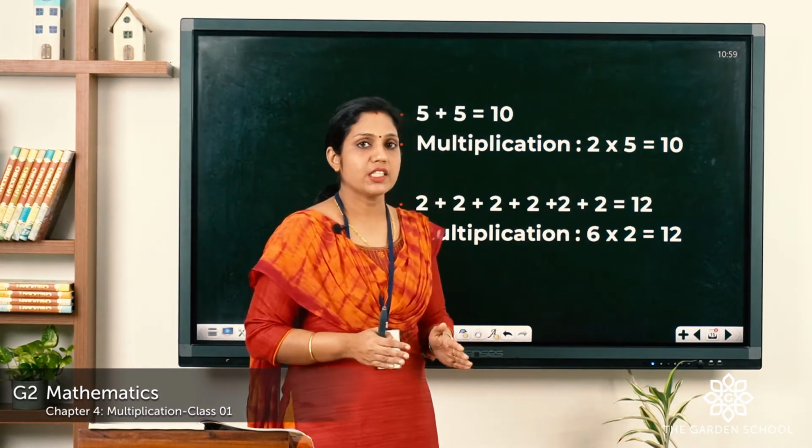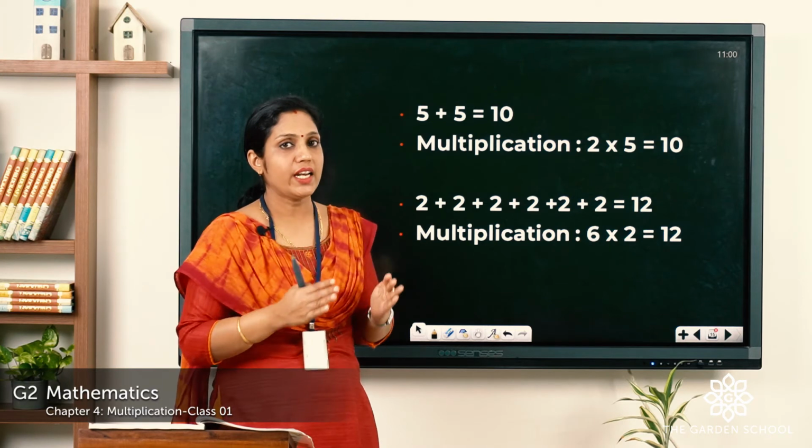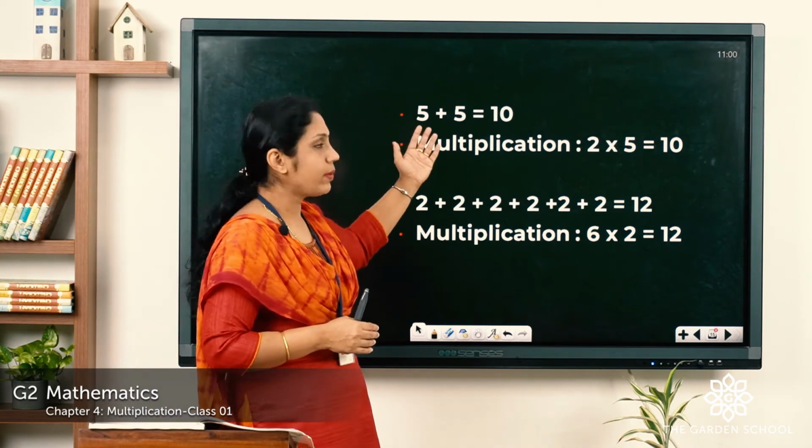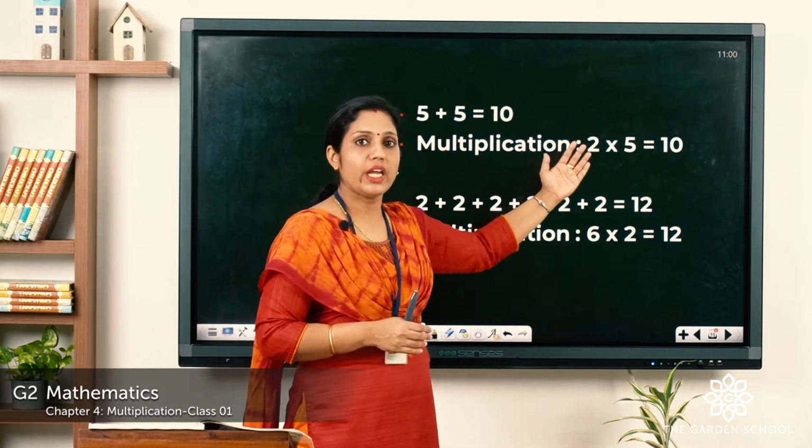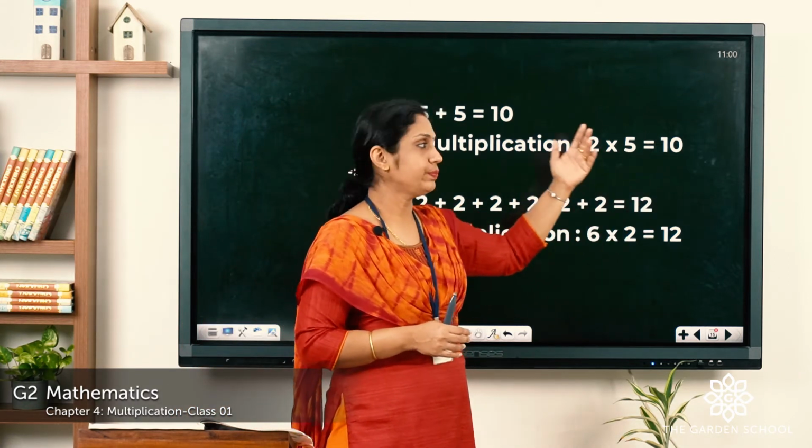We get the same answer if we do it in the repeated addition form and in the multiplication form. Here 5 plus 5 is equal to 10, and in the multiplication how did we write it? 2 into 5 is equal to 10.